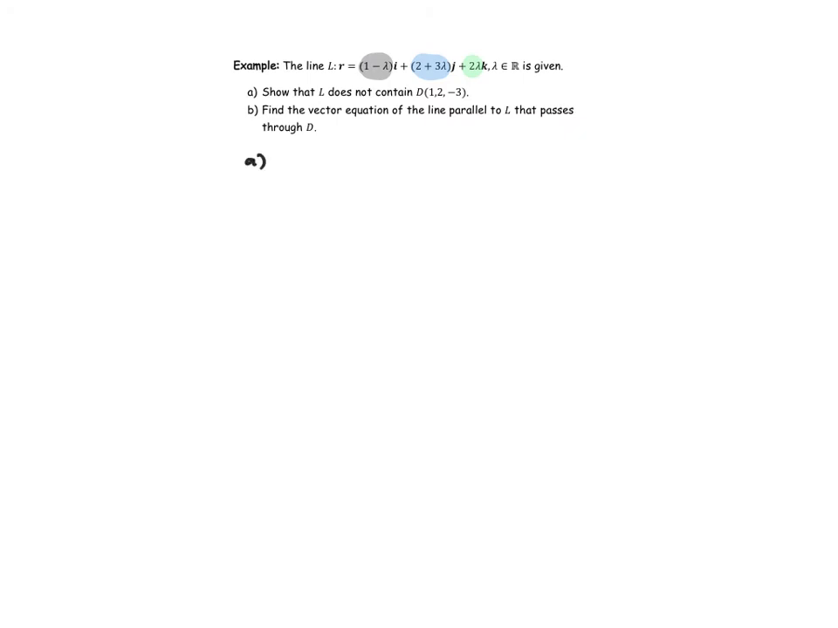So the first thing I want to do is write this in parametric form. So I'm going to write x as 1 minus lambda. You can see it right there. y is equal to 2 plus 3 lambda. And z is equal to 0 plus 2 lambda. There should be a 2 there. There we go. You can see each of those components showing up attached to i, j, and k.